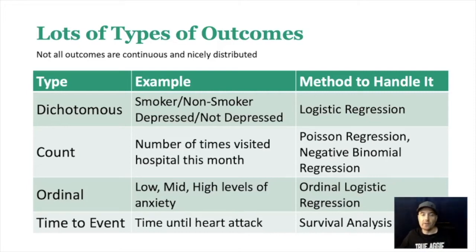If our outcome is a count, for example, number of times visited the hospital this month, then we might use something like a Poisson regression or negative binomial. If our outcome was ordinal, like low, mid, high levels of anxiety, or even a Likert scale, then we could use an ordinal logistic regression. If our outcome is a time to event, like time until a heart attack, then we're going to use survival analysis, which is a very special type of GLM. We're not going to get into each of these in a lot of depth, but we are going to introduce the ideas of these so that you'll know where to look and how to use them.